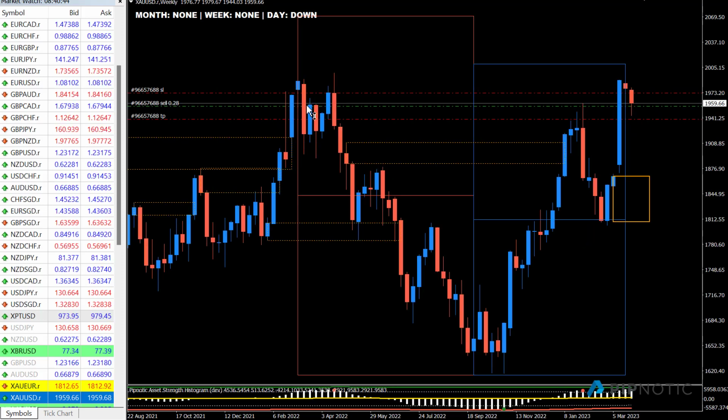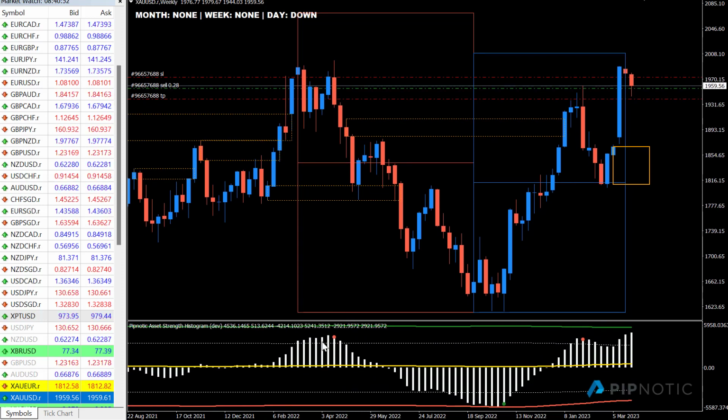So we have this area here. We have this turning point. We have value, perceived value, prices reach this. Let's have a look at the histogram. Yeah, we're seeing short signals here on this candle. Prices went down. The opposing side of the market, buy. Wow, it works like magic, doesn't it?